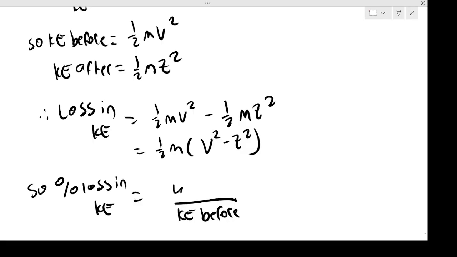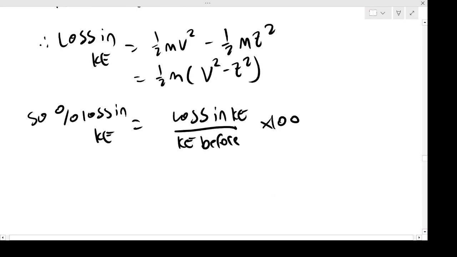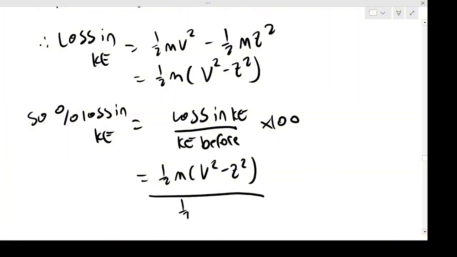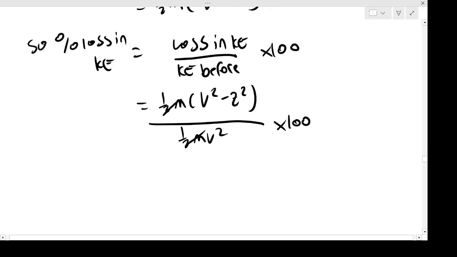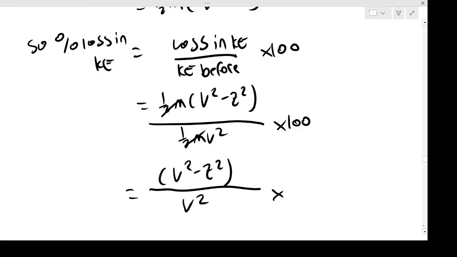How much is lost? So the loss in kinetic energy out of the total kinetic energy before, and then times 100 to get it in the percentage, right? So if I substitute my expressions in here, that's going to be a half m of v squared take away z squared divided by half mv squared times 100, right? Now I can cancel the half m's out, and so that's going to be v squared take away z squared over v squared times 100.